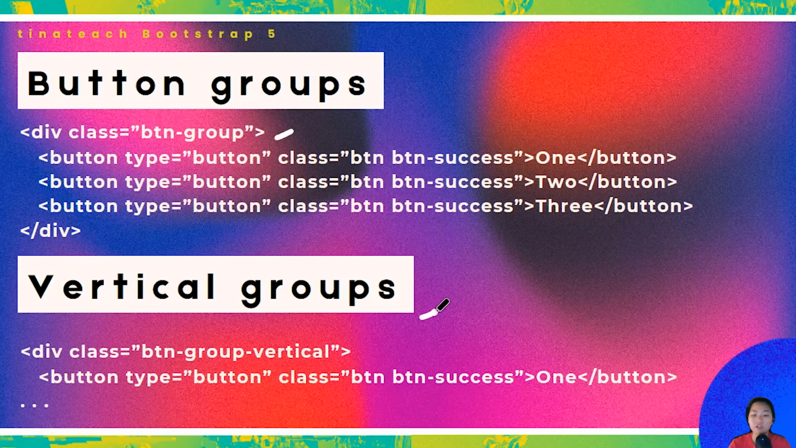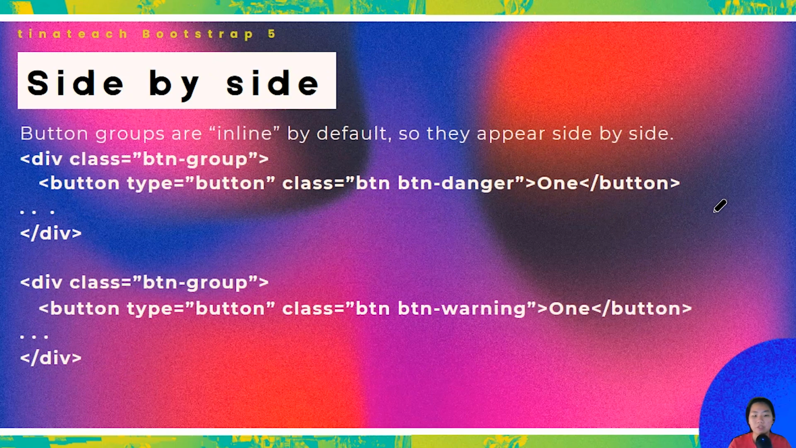Now with vertical groups, because button groups appear side by side by default, if you want them to appear vertically, you have to specify btn-group and then add in vertical. And after that, you just copy and paste whatever you have here. Let's move on to the next part, side by side.